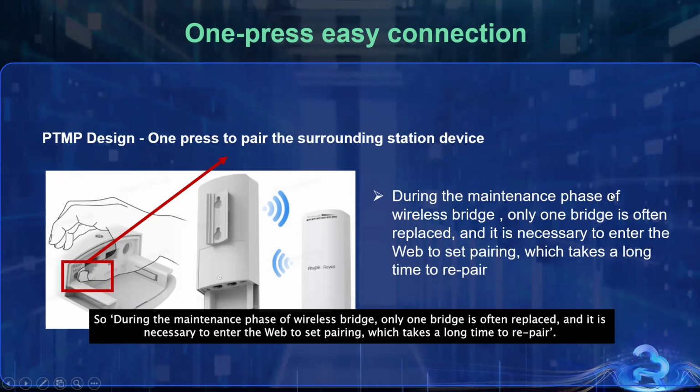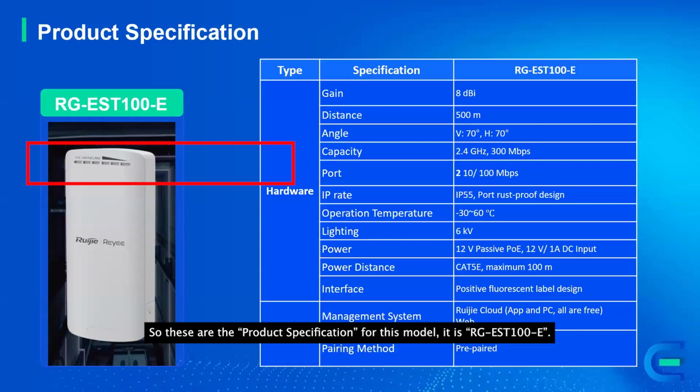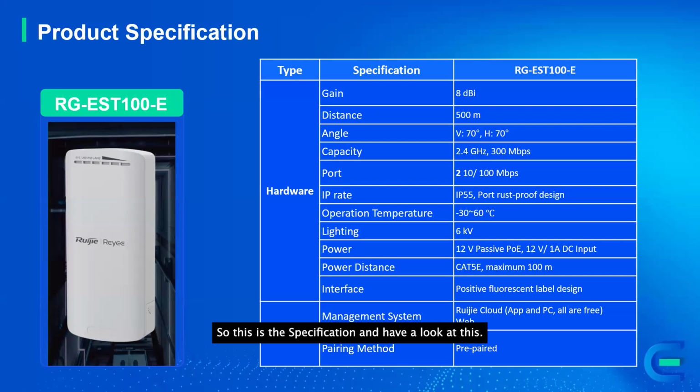You can just click on the mesh button and then it will auto pair up all the pairs. During the maintenance phase of a wireless bridge, often only one bridge is replaced, and it is necessary to enter the web to set pairing, which takes a longer time to repair. Yeah, so these are the product specifications for this model, the ES100-E. You guys can have a look at this.